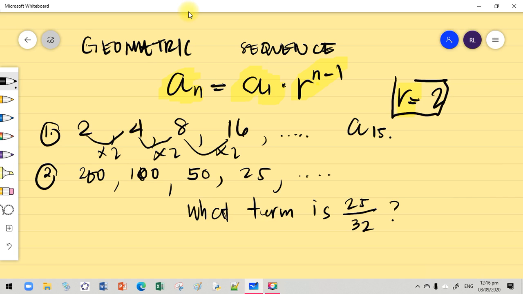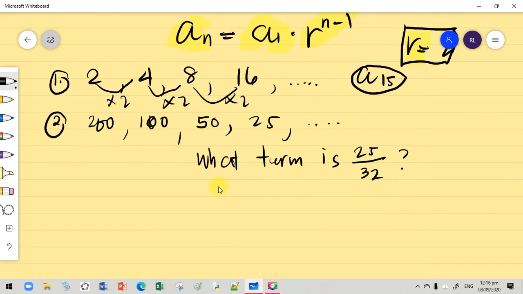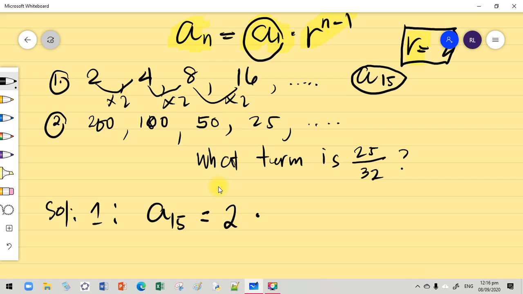So since the number being multiplied is constant, this is a geometric sequence, 2, 4, 8, 16, and so on. Our concern is, what is the 15th term? Solution for number 1: a sub 15, the first term is 2, times r is 2, raised to n minus 1, which is 15 minus 1.